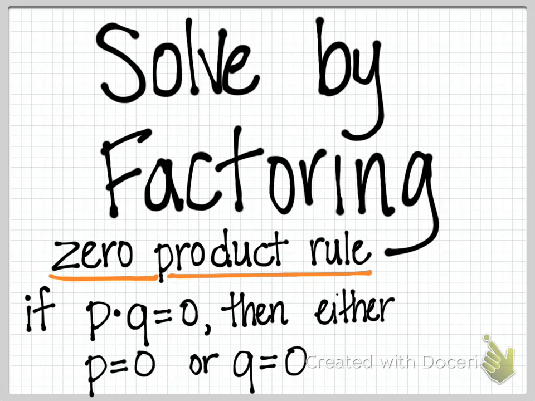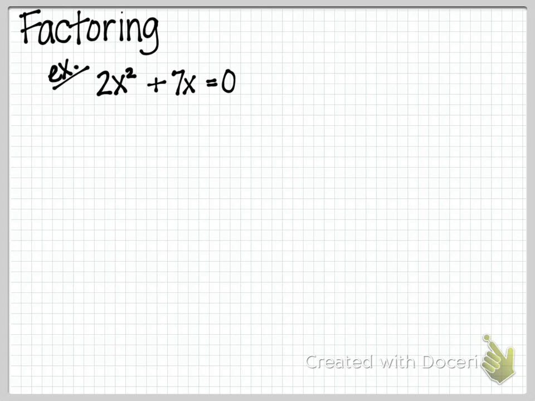To do this, we need to review the zero product rule, that if you have 2 factors whose product is 0, then either one of the factors equals 0 or the other factor equals 0. And it doesn't even matter, there could be 3 or 4 or 5 factors. The main thing is that when you have a product of 0, at least one of those factors must equal 0. So let's look at this quadratic.